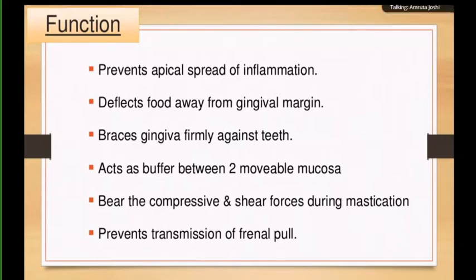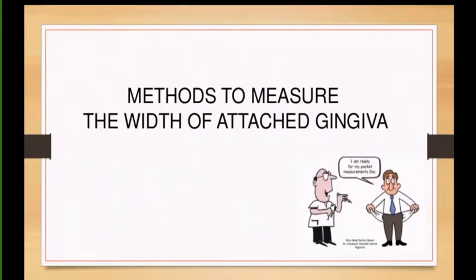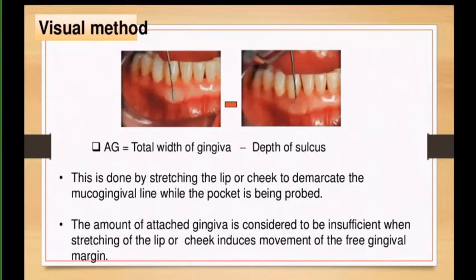Then it acts as a buffer. Then it bears the compressive and shear forces during mastication and prevents transmission of renal food. So what are the methods to measure the width of attached gingiva? This is again a part of a different seminar, so we will not go into the detail.